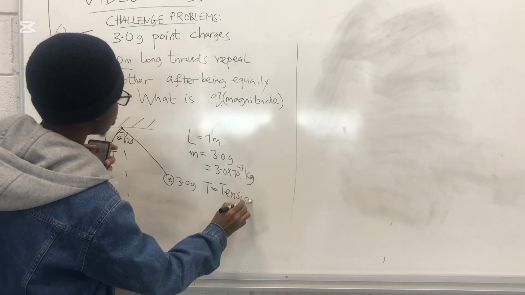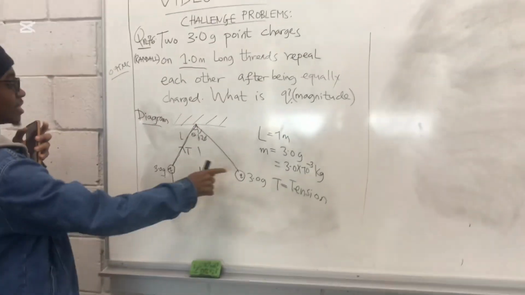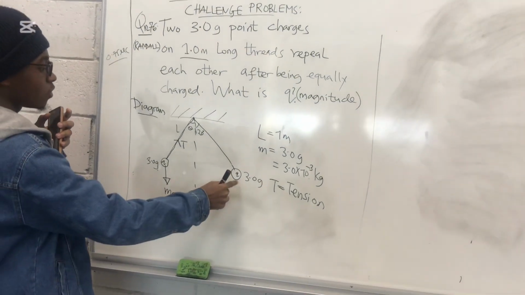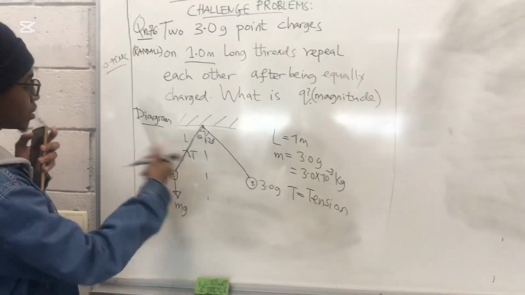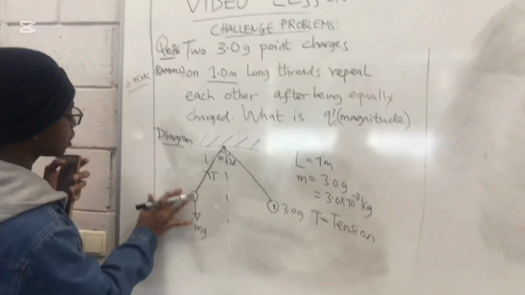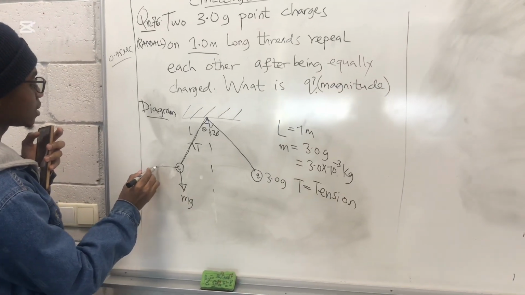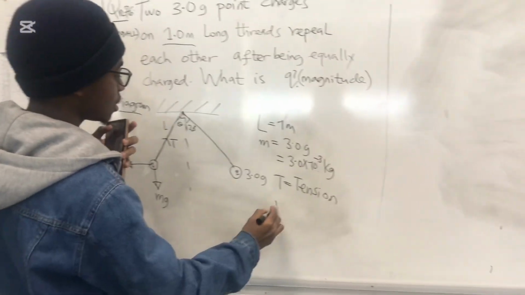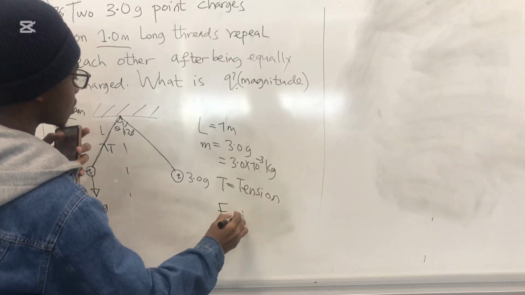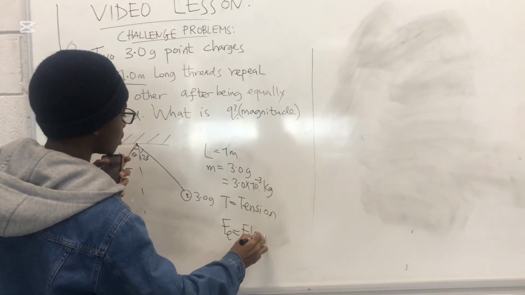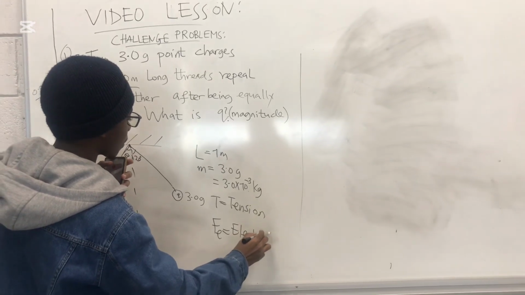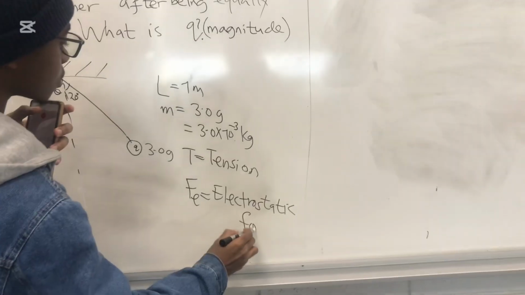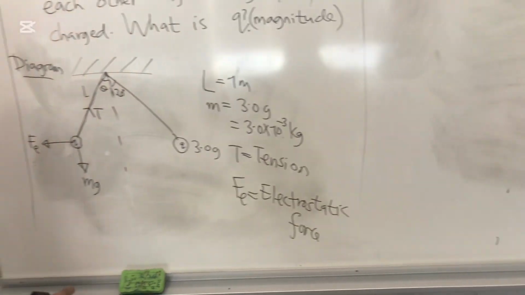But also, since these charges have the same sign, it means they repel each other. So the force of this charge on this charge will be away. This is the electrostatic force which will be acting in this direction. Let's call this Fe. Fe stands for electrostatic force. We are required to find the value of magnitude Q.